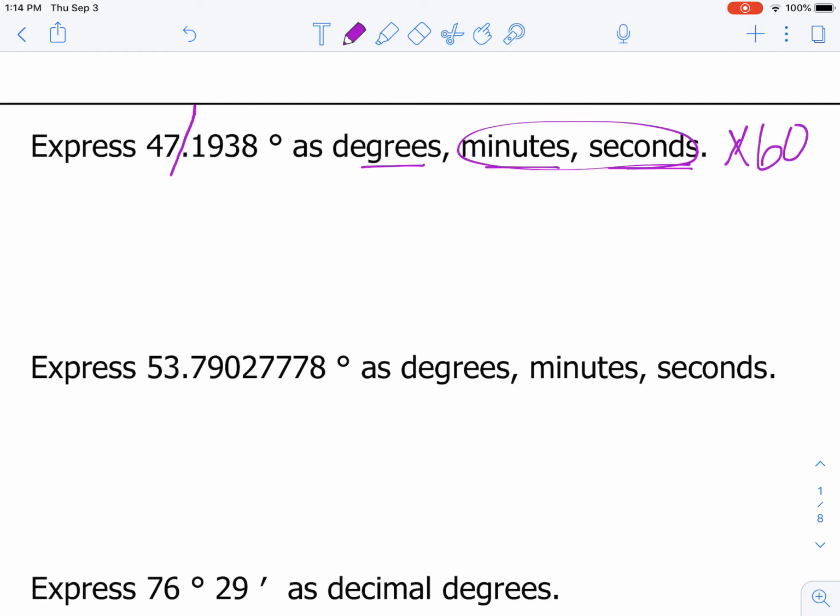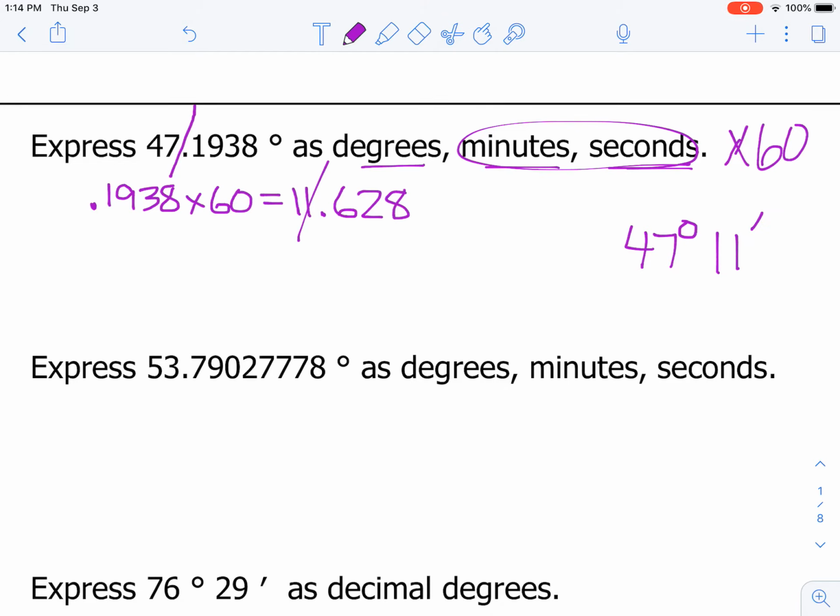So we chop off the 47. That 47 is the degree part of your answer. And then you take just the decimal, 0.1938, and you multiply that by 60. 0.1938 times 60, make sure I put it in the calculator right. And I get 11.628. I'm going to chop that 11 off. That 11 becomes the minute part of my answer, and you use one little tick mark to represent a minute. That's the notation for it.